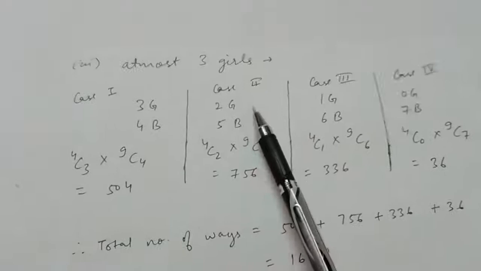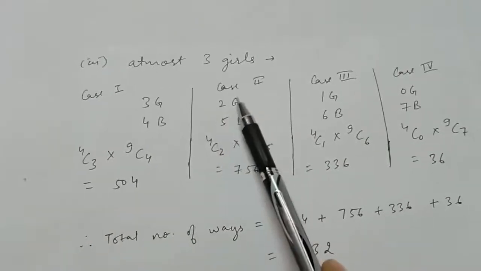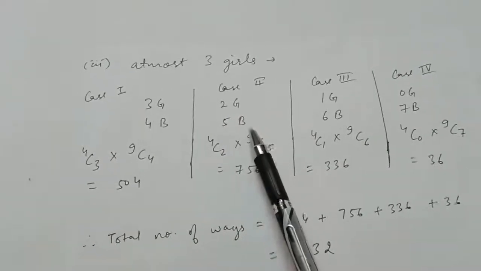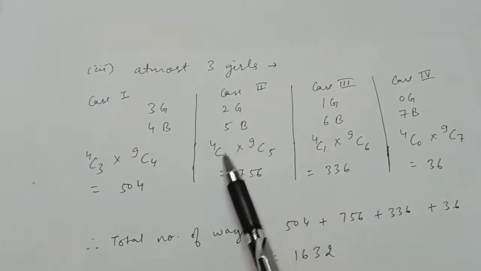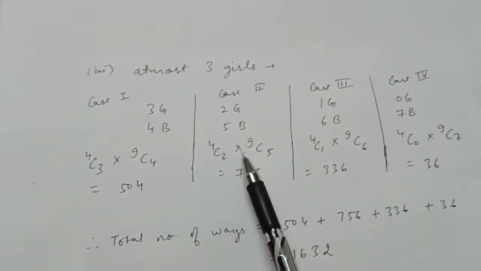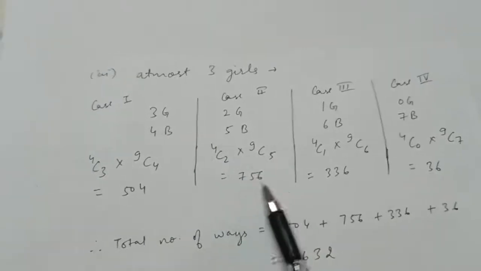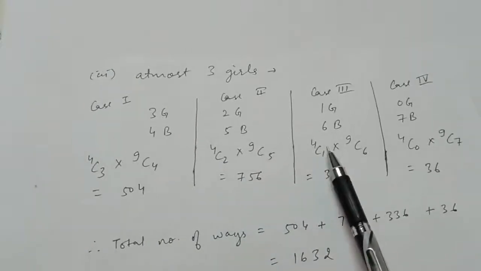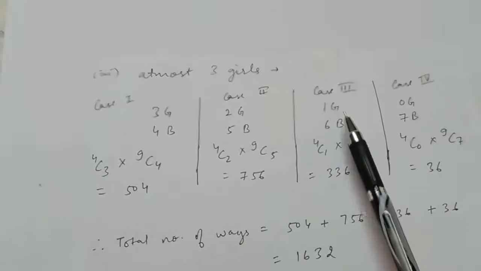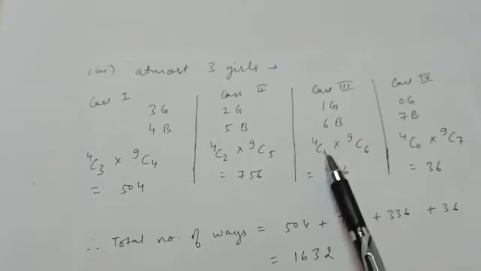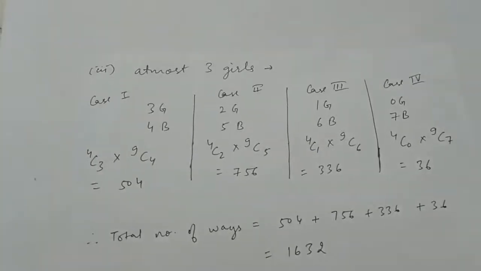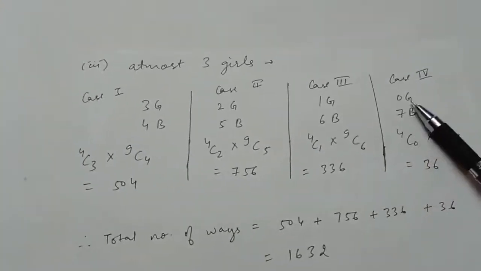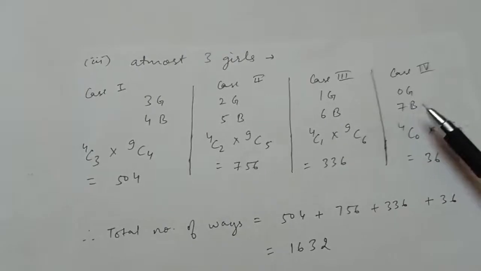Now for the second case, if 2 girls, then there will be 5 boys, because in total we have to form a committee of 7, right? Which can be done in this 4C2 into 9C5. So you'll get this as the answer. Now for case third, if 1 girl, then there will be 6 boys, which can be selected in this many ways, 336.